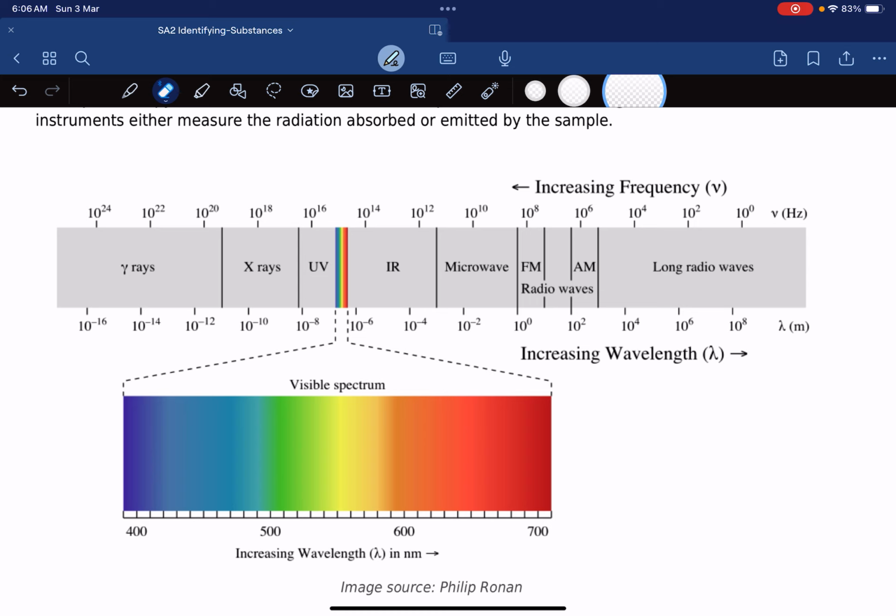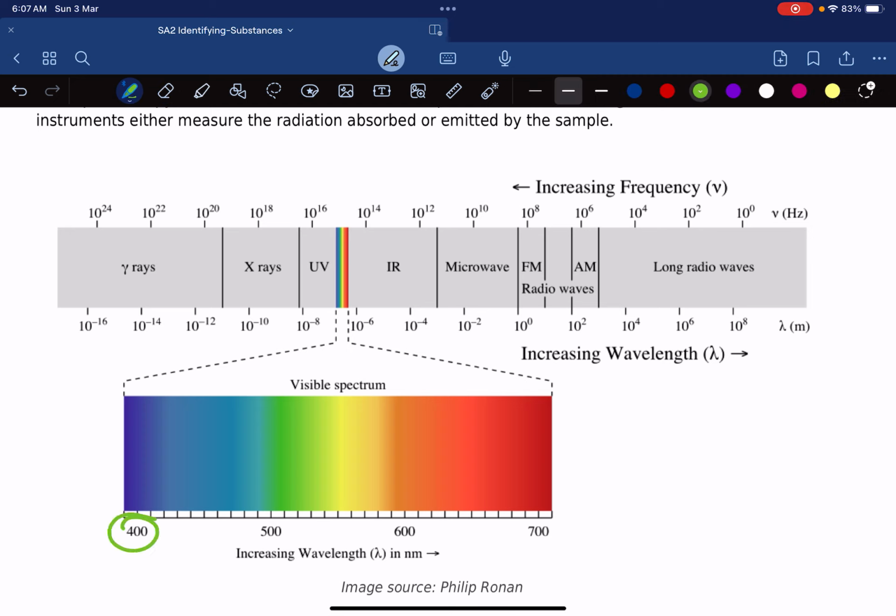So scientists have learned to harness these wavelengths to do analysis, either qualitative analysis, meaning to know if something is there, or quantitative analysis, meaning how much of it is there. In this part, under spectroscopy, we are going to be looking at some of the uses of electromagnetic radiations to do analysis.